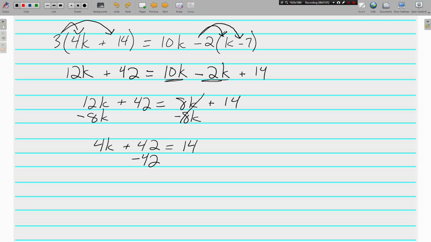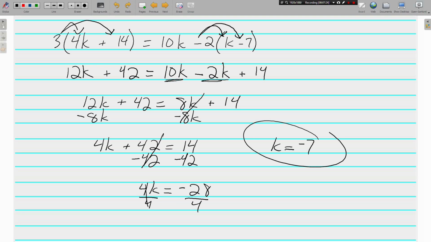Subtract 42 from both sides because we're saving the term with the variable for last. 4k is equal to negative 28. Divide both sides by 4. And k is equal to negative 7. It takes a lot of paper to stay organized and to do a problem like this, but that's okay. Show your work one step at a time, no silly mistakes.